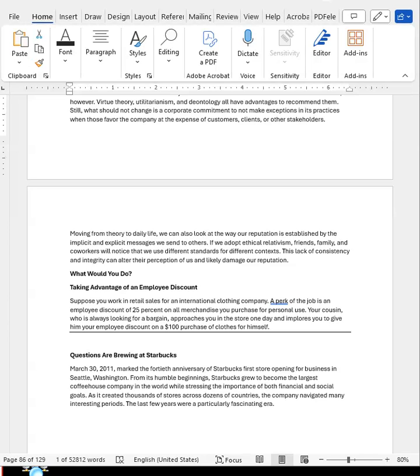Suppose you work in retail sales for an international clothing company. A perk of the job is an employee discount of 25% on all merchandise you purchase for personal use. Your cousin, who is always looking for a bargain, approaches you in the store one day and implores you to give him your employee discount on a $100 purchase of clothes for himself.